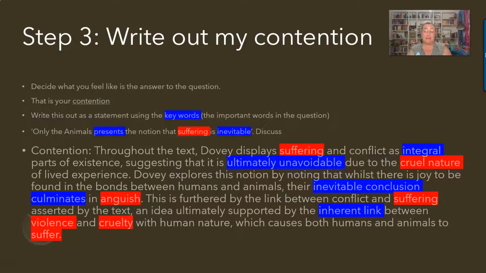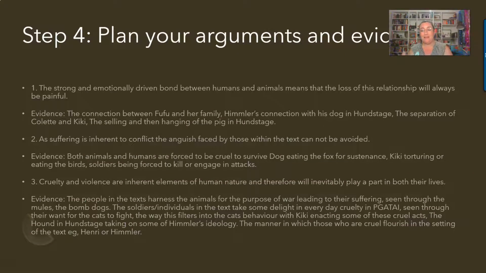And then I've got a third idea there where it says the reason why there is inevitable suffering is because humans are a bit crap, that we like violence and we like cruelty. So I've got 3 separate ideas there. That would mean that I could take each one of these ideas and turn them into my arguments. So essentially my contention is ultimately my arguments, and I'm killing 2 birds with 1 stone there.